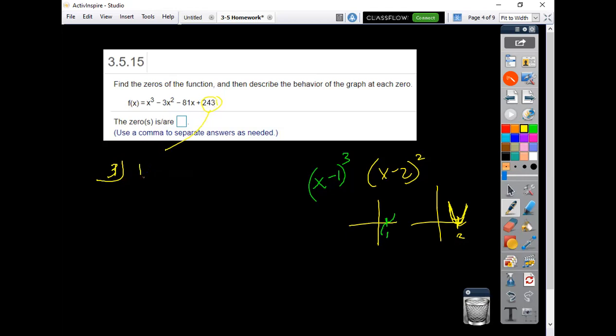You could do this, but sometimes there are so many factors here, because there's also 9. But I'll just show you what they would suggest you do, and then I'll show you what I would really do. So bring down the 1, add 3 times 1 is 3, add 3 times 0 is 0, negative 81, 3 times negative 81, negative 243.